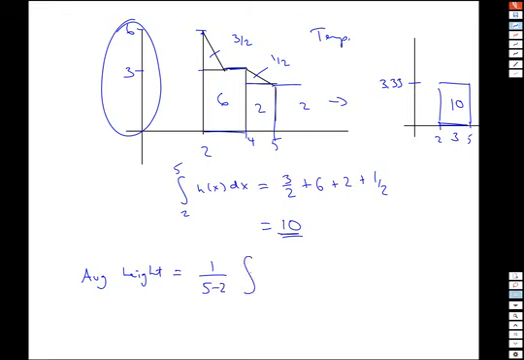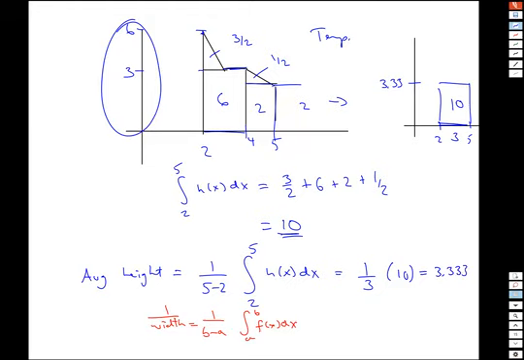If you look at the solutions, what we have is the more explicit formula, 1 over b minus a, which is your width, or sorry, 1 over width, times the integral from a to b of your function. And so for us, that gives us 1/3 of that 10, so we get 3.333. Whichever way you want to think about it, that gives you that same final answer.